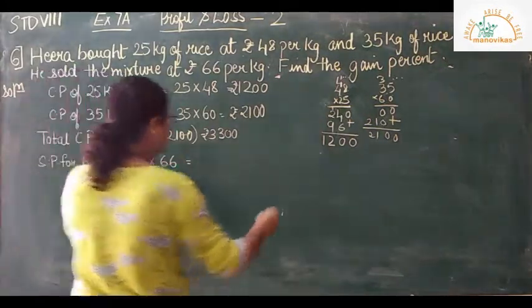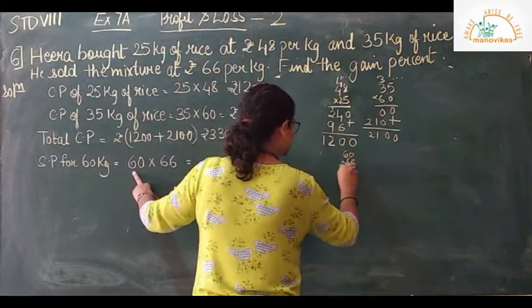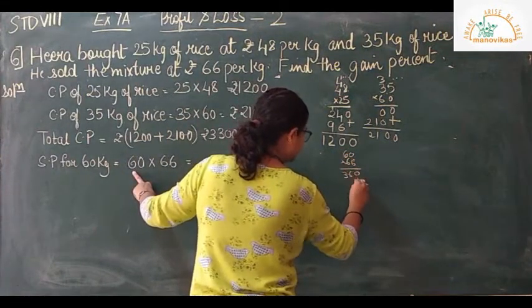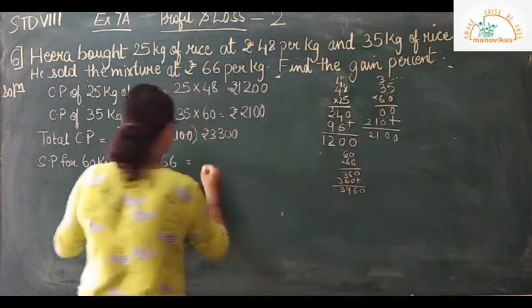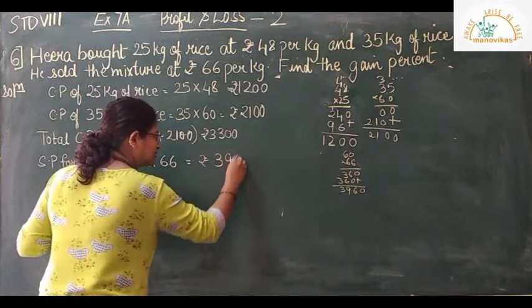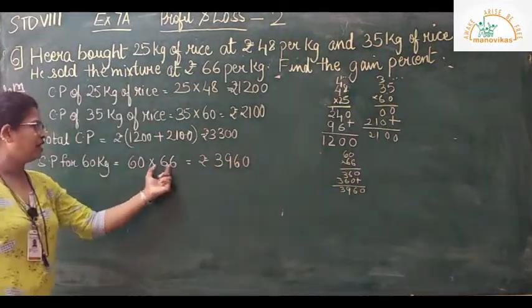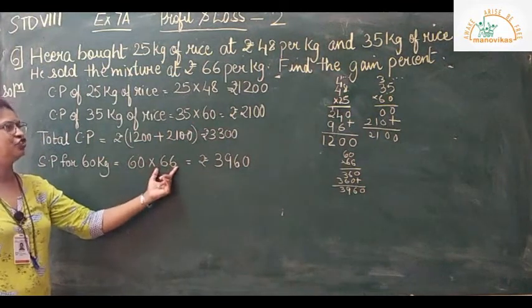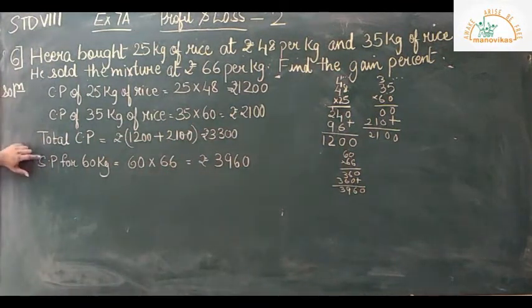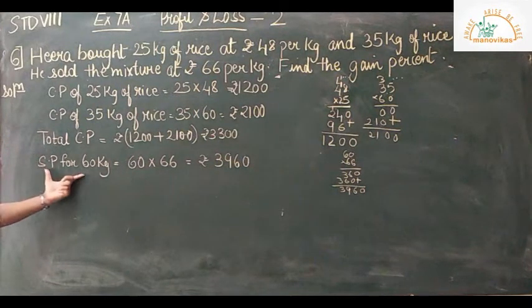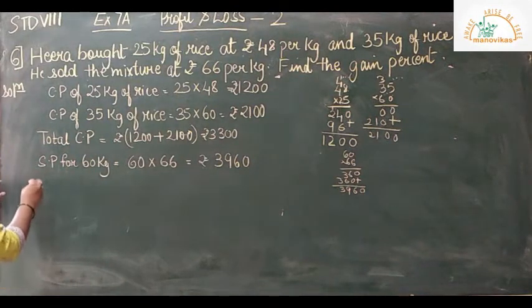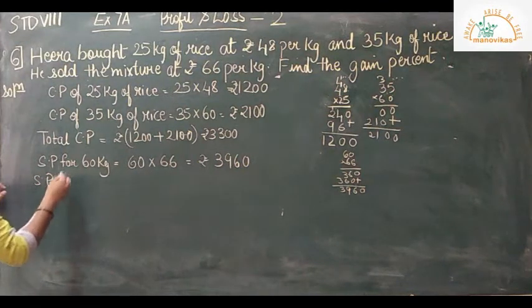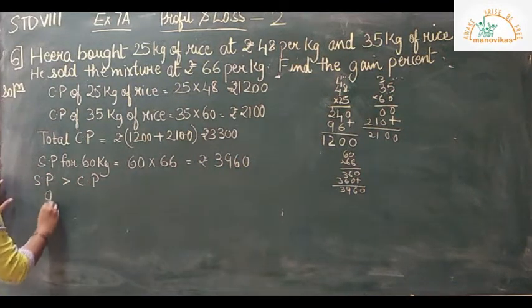So I have 60 into 66, and I get rupees 3960. 60 multiplied by 66, that is the per kg rate which is given. Now if you see the selling price of the mixture and the cost price of the mixture, my selling price here is more than the cost price. So it is a gain. So selling price is greater than the cost price.